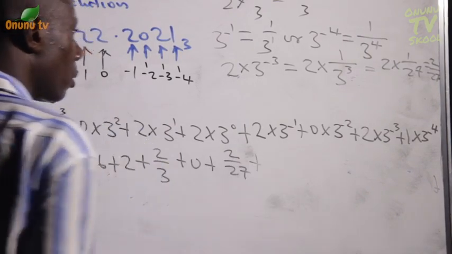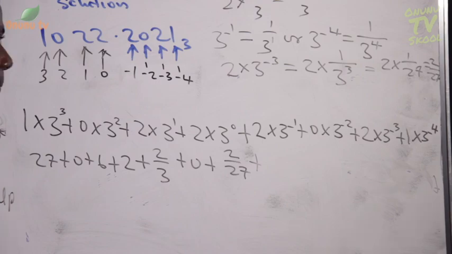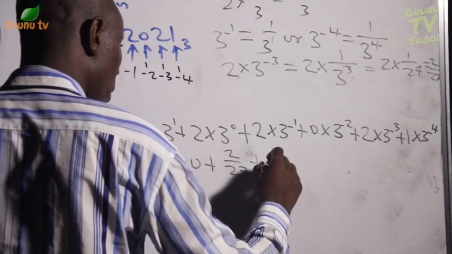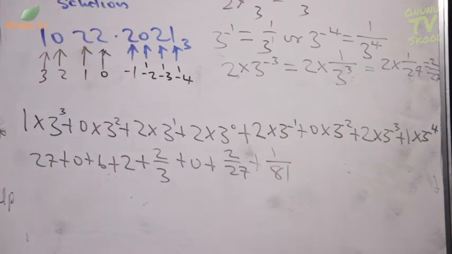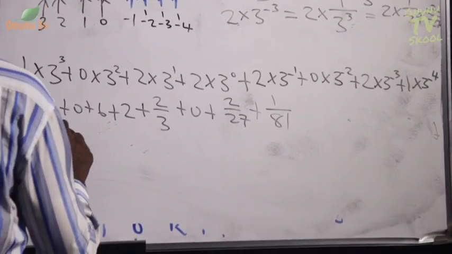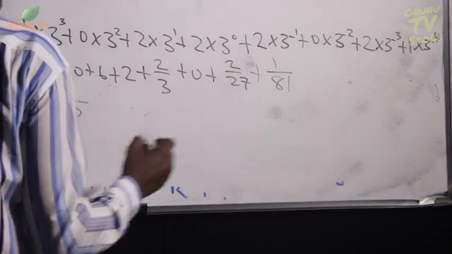Plus 1 times 3 raised to the power minus 4, which is equal to 1 all over what? 81. Yes, 1 over 3 raised to the power 4. 3 raised to the power 4 is 81. Now, adding here, we have 27 plus 6 is 33. 33 plus 2 is 35. Now, we come to here.